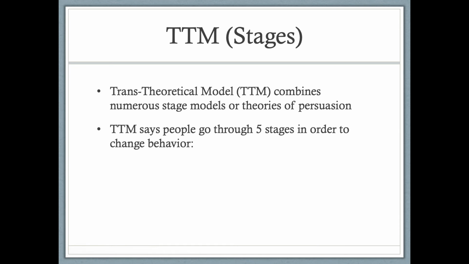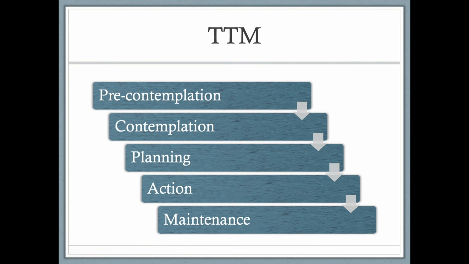The trans-theoretical model puts together several theories and offers stages by which people move through in order to be persuaded. It says there are 5 stages in particular. This graphic shows the flow that people go through from one stage to another: pre-contemplation, contemplation, planning, action, and maintenance. And we'll go over each of these and what they mean briefly on the next slide.